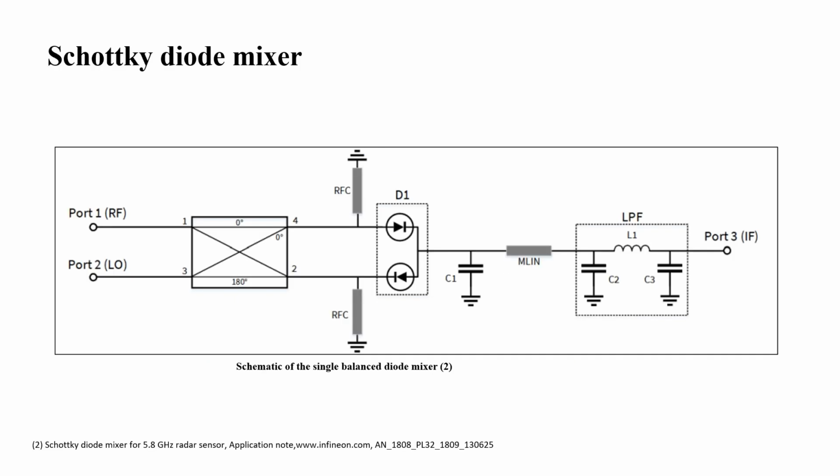One common choice for nonlinear mixer devices is a Schottky diode. It can produce various input signal combinations with the use of its nonlinear properties. This slide depicts the schematic of a single balanced mixer.